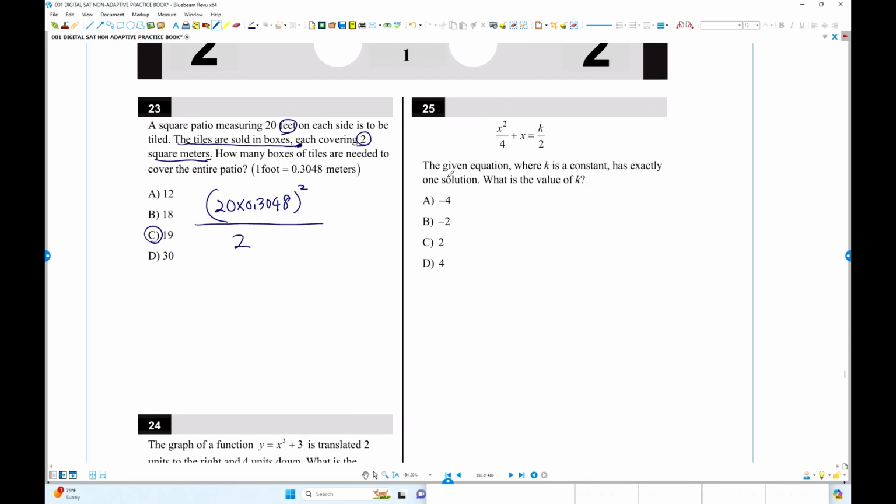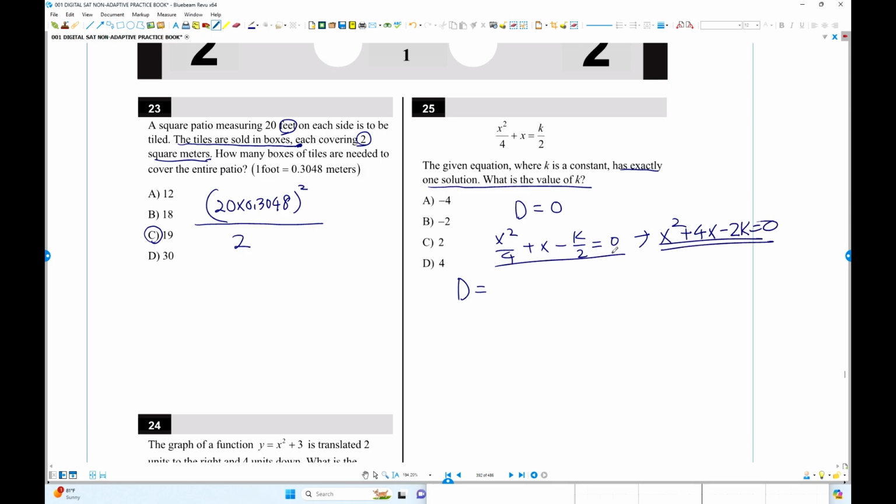Here is number 25. X squared over 4 plus x equals k over 2. It has only one solution, so that is a quadratic where the discriminant is 0. So x squared over 4 plus x minus k over 2 equals 0. You can use a equals 1 over 4, b is 1, c equals negative k over 2, directly, or you can change it into an integer equation: x squared plus 4x minus 2k equals 0. You can use this one too. I'm going to use this one.